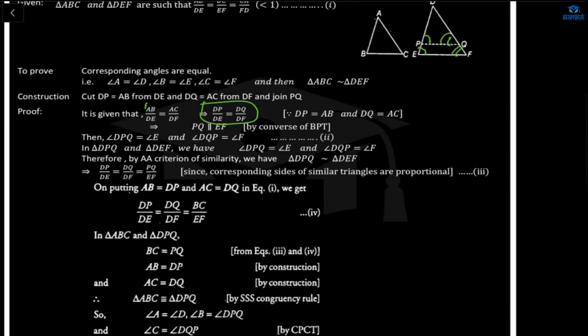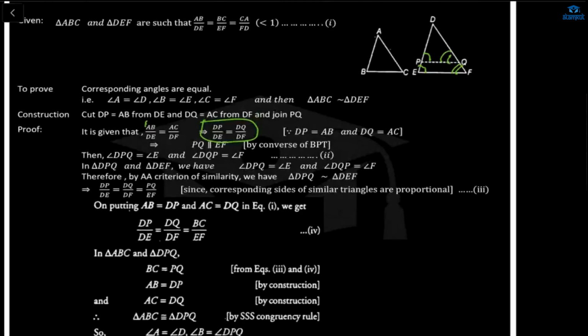Therefore, from the AA criteria, and you can see that angle D is common in both, both the triangles are similar. That is, triangle DPQ is similar to triangle DEF. In the same triangle, you can see we have taken two triangles, DPQ and DEF, and both are similar to each other.